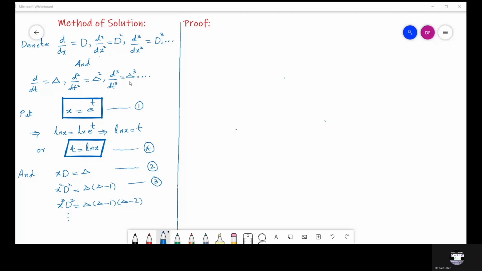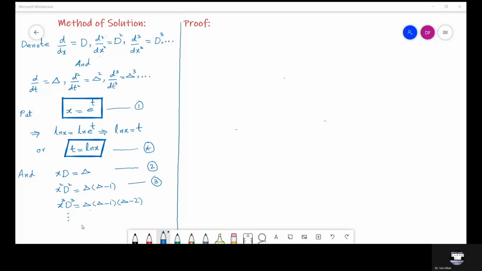If we are given a Cauchy-Euler equation, the first step is to put x = e^t. And from here, we can easily obtain that t = log x. Now, put xD = delta. x²D² = delta(delta − 1). x³D³ = delta(delta − 1)(delta − 2), and so on.